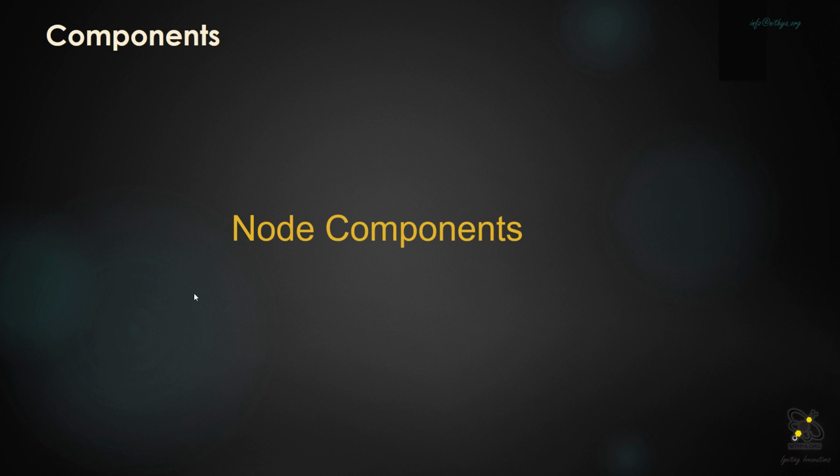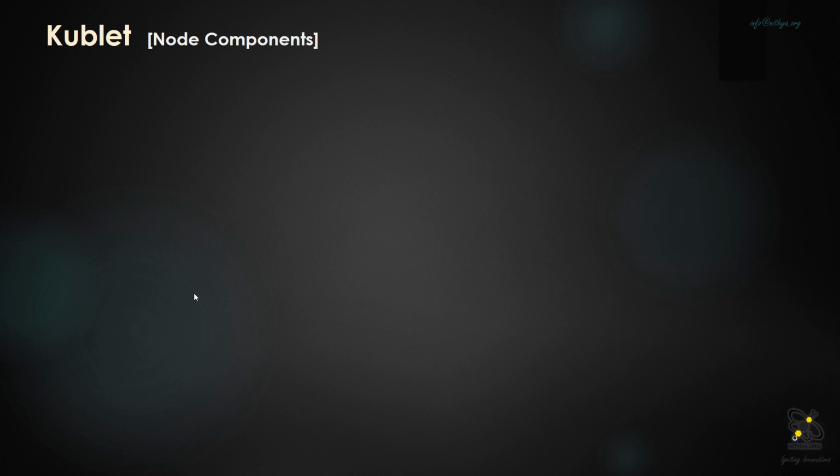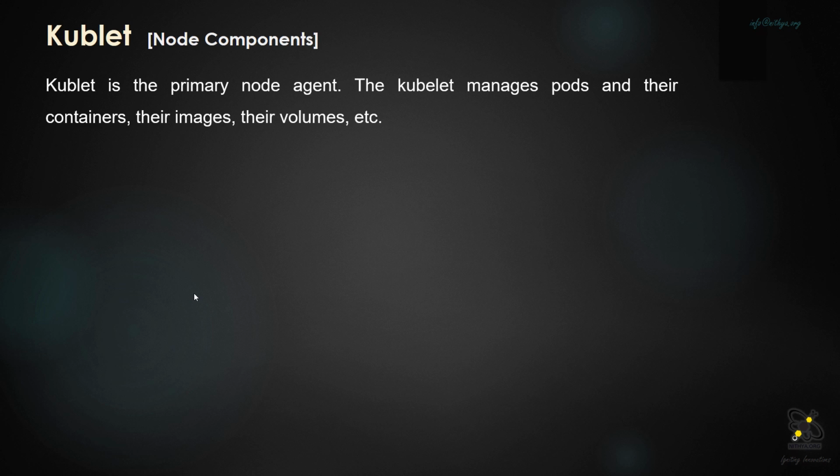Now we are going to see the node components. What does it mean by node components? The components which are going to be in every minion. The first and most important component is called kubelet. It's basically an agent. The kubelet is the primary node agent.